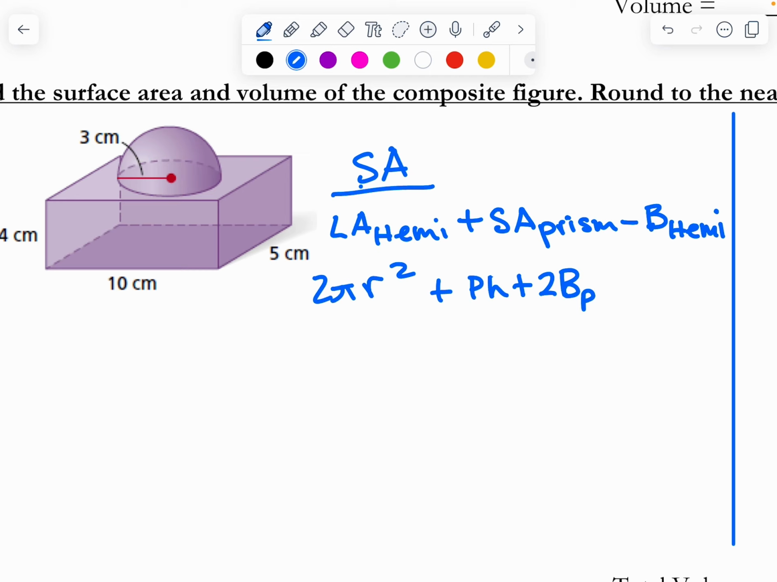And then we still have to subtract away the base of the hemisphere. The base of the hemisphere is just the area of a circle, right? Pi r squared. All right, so I have my final formula here.